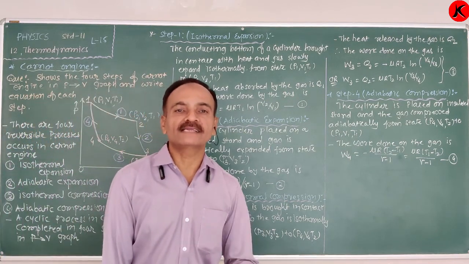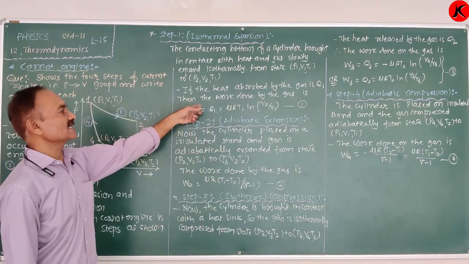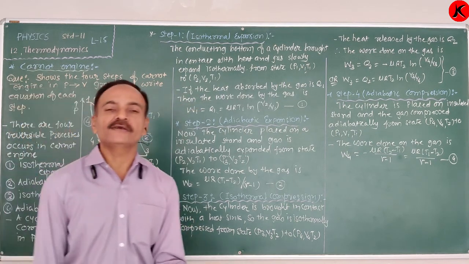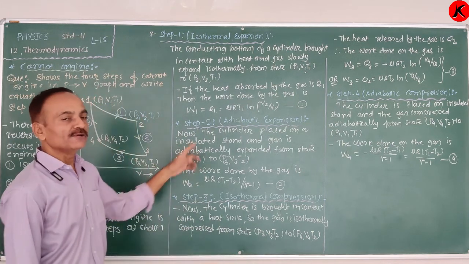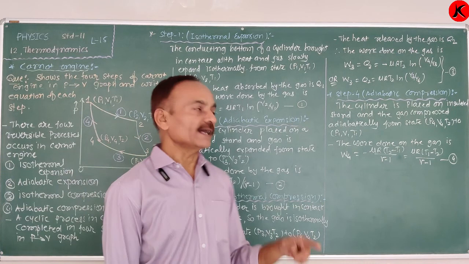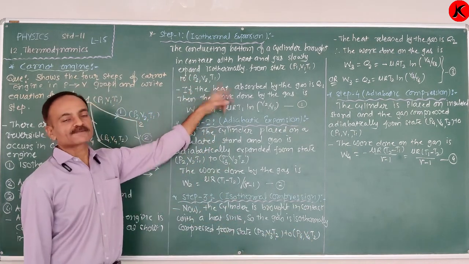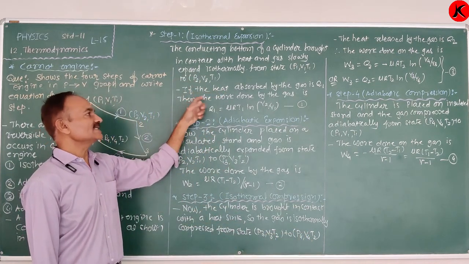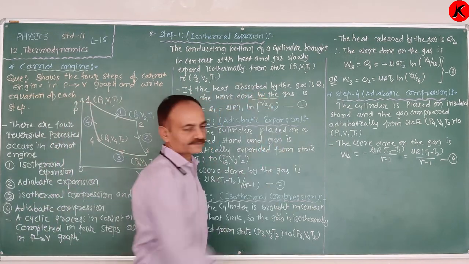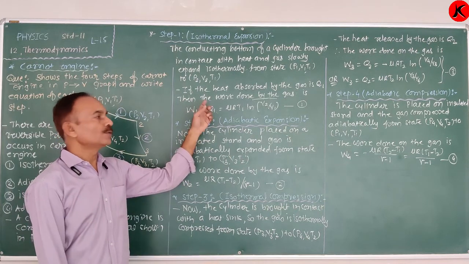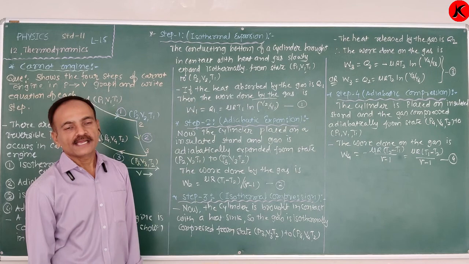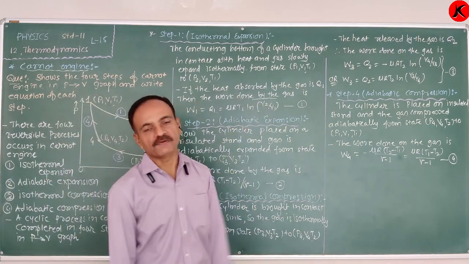Therefore, the work done by the gas is given by this equation. What is the work done during the isothermal process? W is equal to mu RT ln V2 upon V1. In our case, if the heat absorbed by the gas is Q1, then the work done by the gas is W1 is equal to Q1 is equal to mu RT1 ln V2 upon V1.